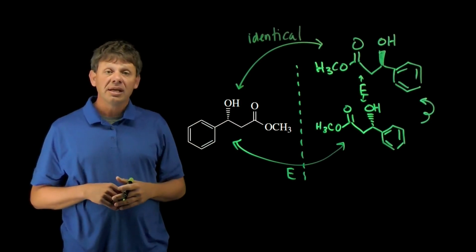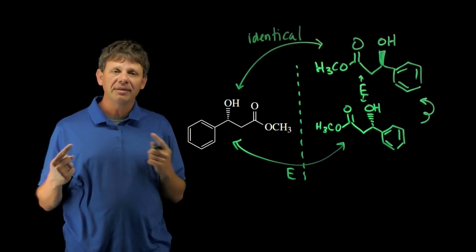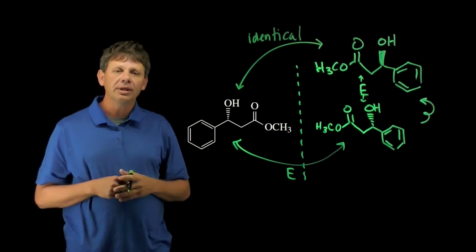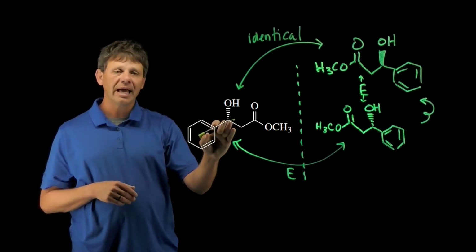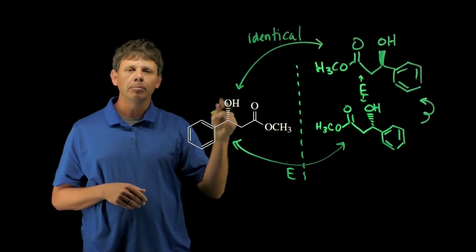The take-home message, if we're using either of these two methods to draw the enantiomer, only use one. Draw the mirror image or turn the dashed bonds to wedge bonds, but don't do both.